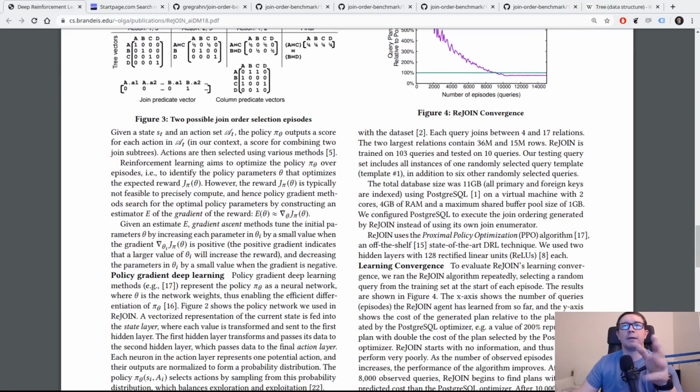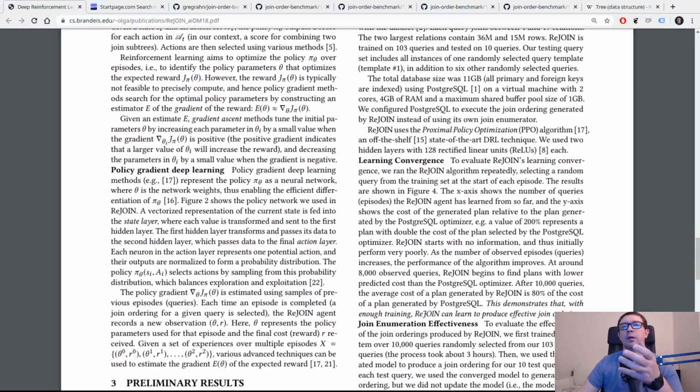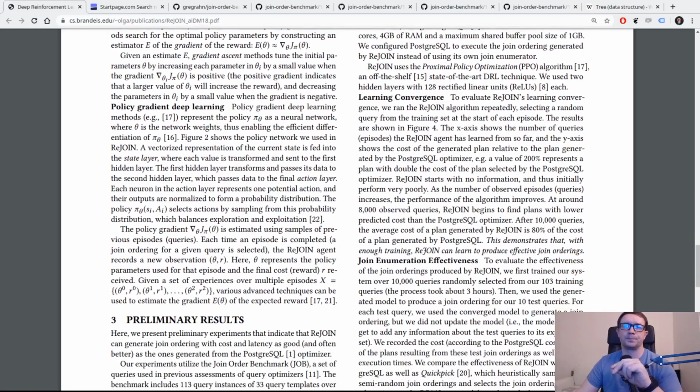Okay, so given an estimate E, gradient descent methods tune the initial parameters theta by increasing each parameter theta sub i by a small value when the gradient is positive. A positive gradient indicates a larger value of theta sub i will increase reward, and decreasing it by a small value when the gradient is negative. Okay, blah, blah, blah. We know all this. If you don't know all this, check out my videos on policy gradient methods. You'll learn all of this in those videos.